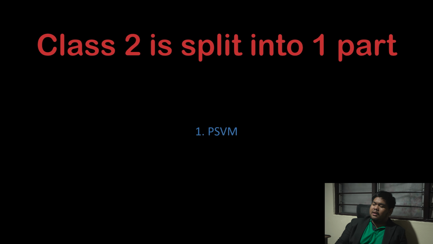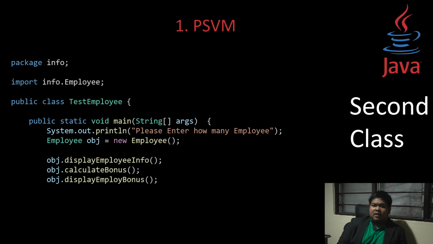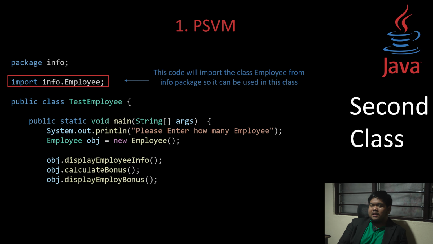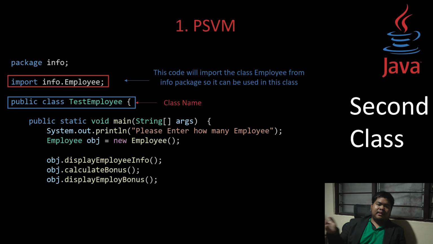Class 2 is split into one part only, which is PSVM, public static void main, String args. This code will import the class Employee from the info package, so it can be used in this class. Let's see the code right here, which is import info.employee. Info is the package, employee is the class. This is very important if you want to use other code in another class.